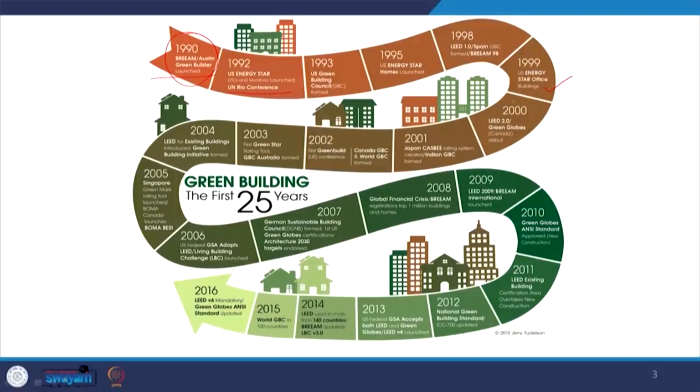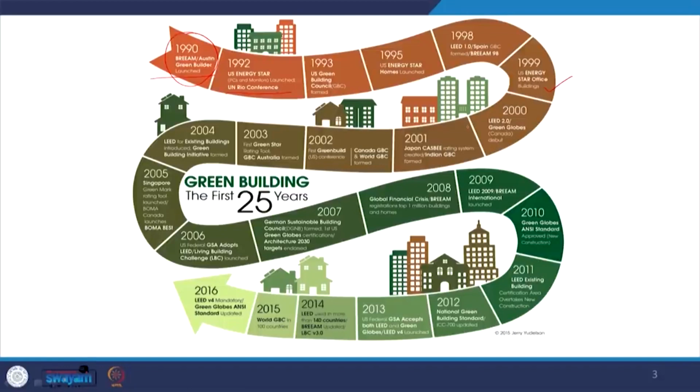In 2000, the second version of LEED came out. That emphasized that the practice of green building itself is changing with time, and hence revised versions were required. In 2001, Japan created its own rating system, CASBEE, and 2001 was also the year when the Indian Green Building Council, IGBC, was formed.